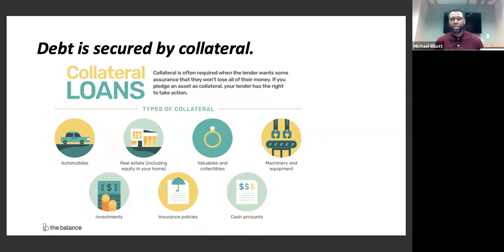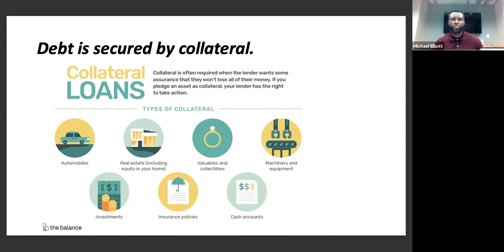So be prepared to have discussions with your lender regarding collateral. Collateral is basically what is required when a lender wants some assurance that they won't lose all of their money. If you pledge an asset as collateral, the lender has the right to take action in the event that you do not pay it back.